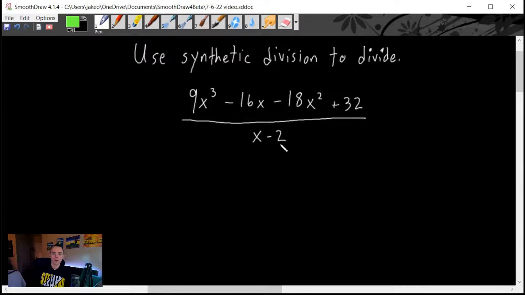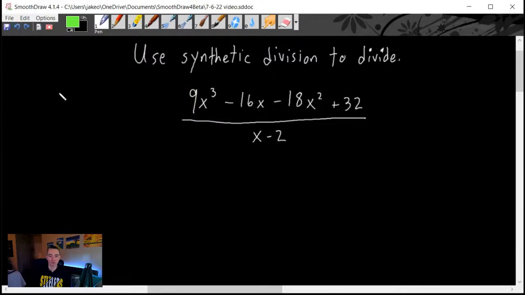So let's go ahead and jump into this next problem here. Again, we're going to use synthetic division to divide. This time we have 9x cubed minus 16x minus 18x squared plus 32 all over x minus 2. Now, just talking about the form this is written in, this is the same as saying 9x cubed minus 16x minus 18x squared plus 32 divided by x minus 2 in parentheses. Writing it this way versus writing it in a fraction, it's saying the exact same thing.